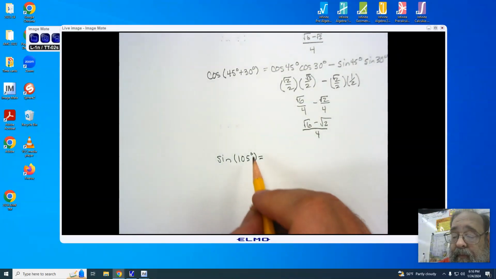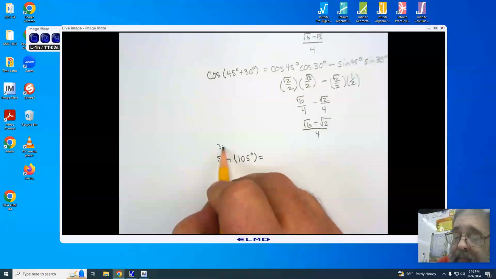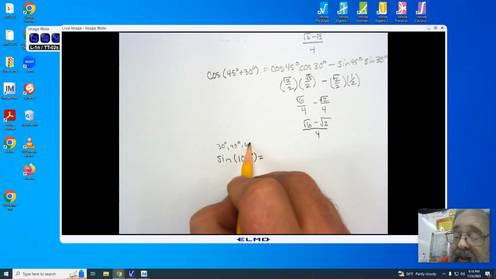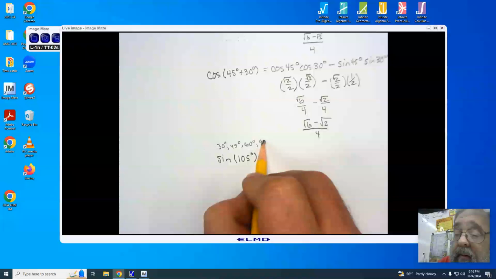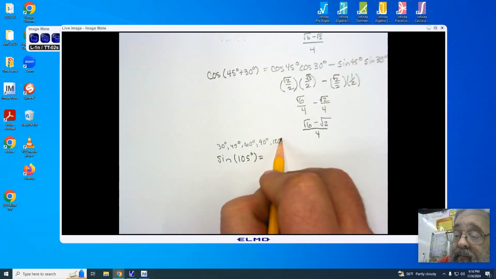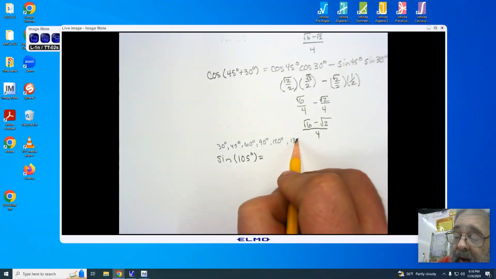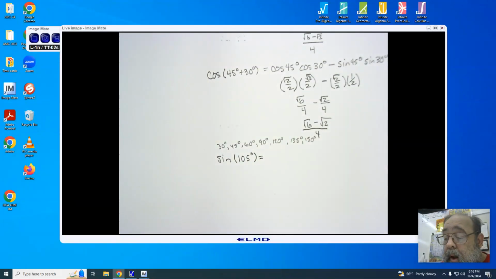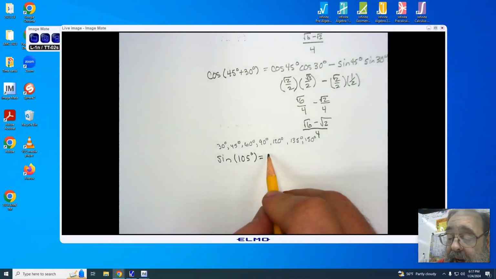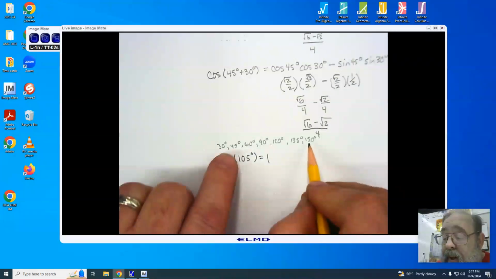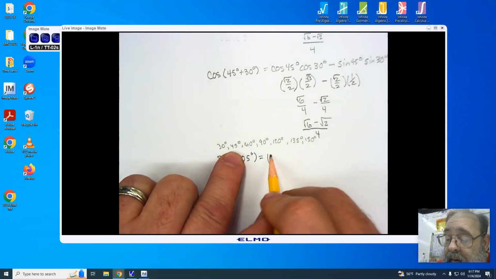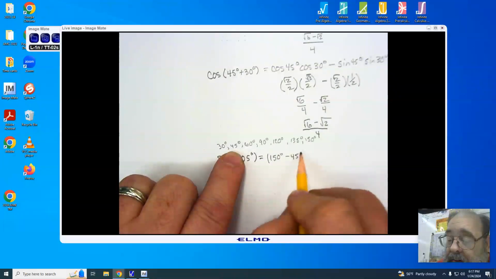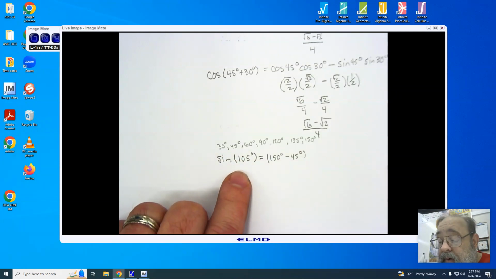If we're looking at 105, write the degrees up above: 30, 45, 60, 90, 120, 135, and then 150 degrees. Notice if I'm doing a subtraction, I'm going to take 150 degrees and subtract 45. So 150 degrees minus 45 degrees will yield 105 degrees.